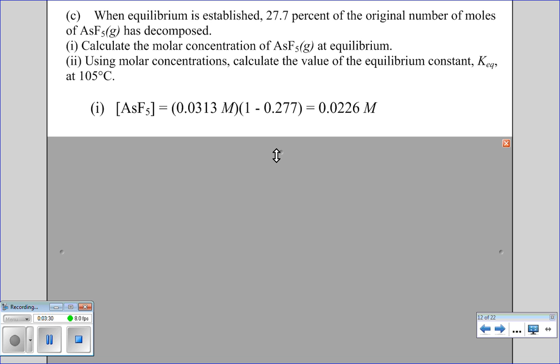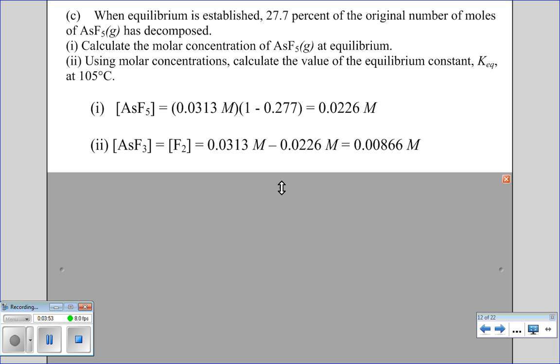You can go back a little bit more detail and figure out how many moles you have, then figure out how many of those moles disappeared, and then calculate molarity, but it's not going to change since the volume of the chamber does not change. So you're going to get the same answer with a lot more work.